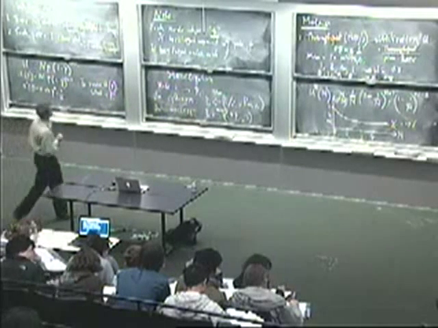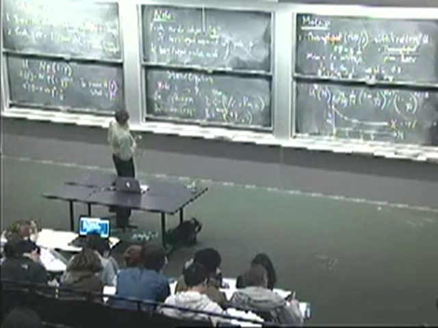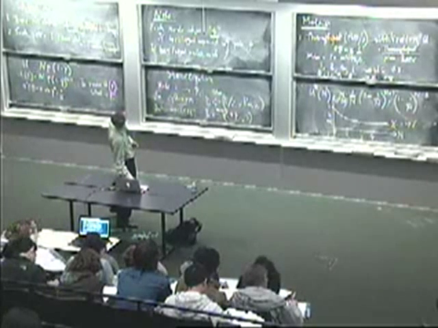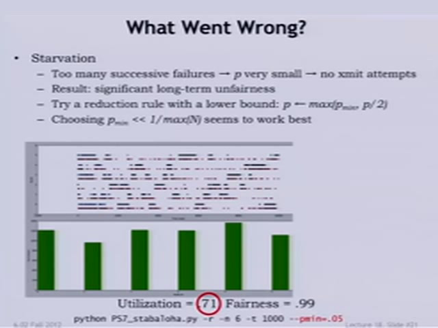And if you do that, you end up with much better performance. You end up with performance that looks like this. And you'll see this in the lab, but what you find here is something very puzzling. What you find here is that the fairness is amazing. It's 99.99, which is really, really good fairness. But what you find is that the utilization is 0.71.